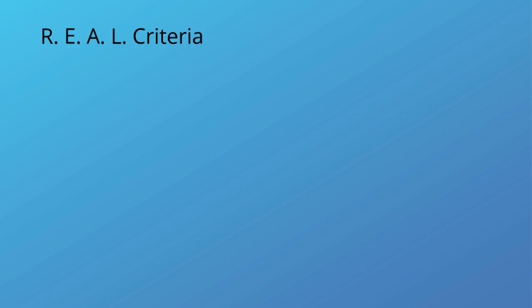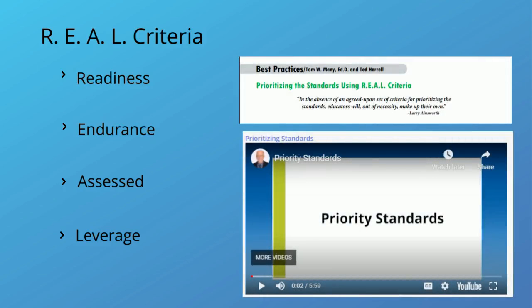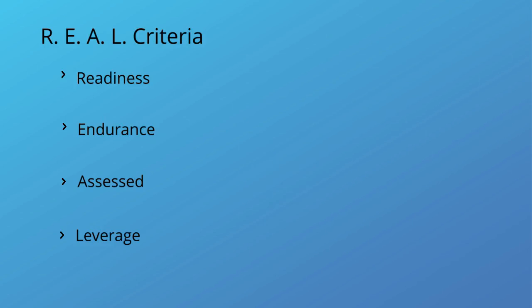The next step will be to look at the standards through the lens of the REAL criteria. For those of you who have served on a curriculum review committee, you may have a vague recollection of that criteria. For those with whom this is unfamiliar or for those who need a refresher, the article and a quick video explaining the REAL criteria is in the optional resources. In short, you'll review your standards, determining which are among the most important, looking through these 4 criteria.